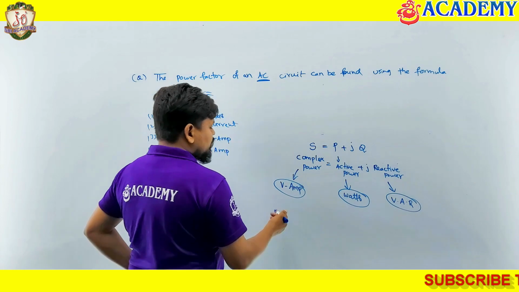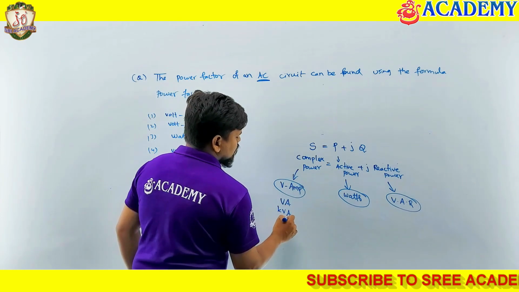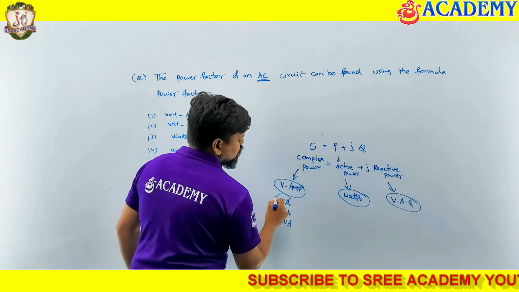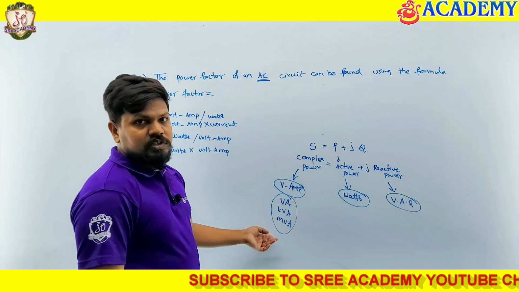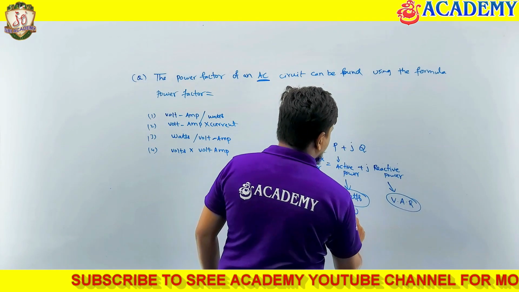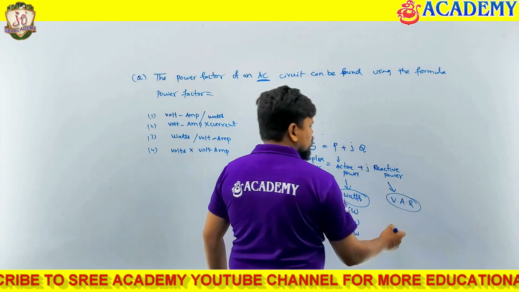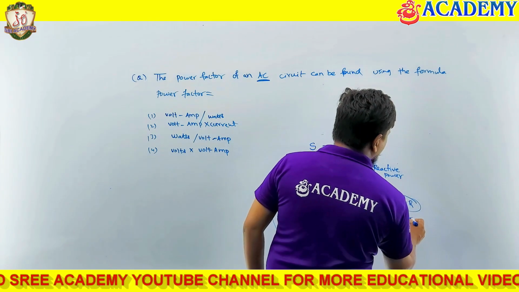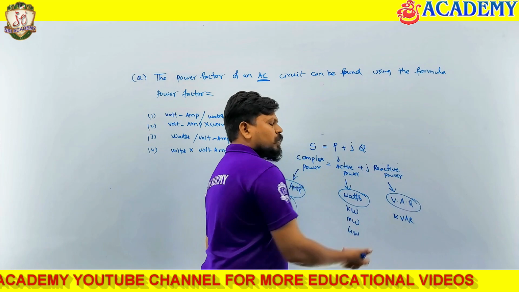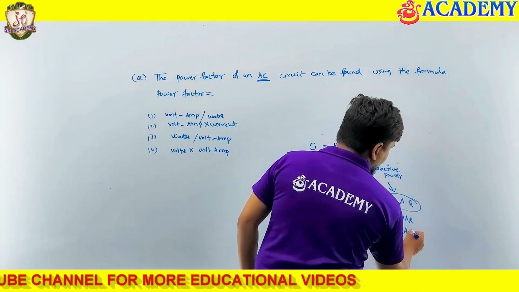Generally you will know this one as VA, otherwise kVA, otherwise MVA; these units will be there. For the machines you will be seeing like this. And for watts, otherwise we will see kilowatts, megawatts, gigawatts. The unit of this one is VAR. If you multiply with 1000 it will become kVAR, otherwise MVAR, like this.